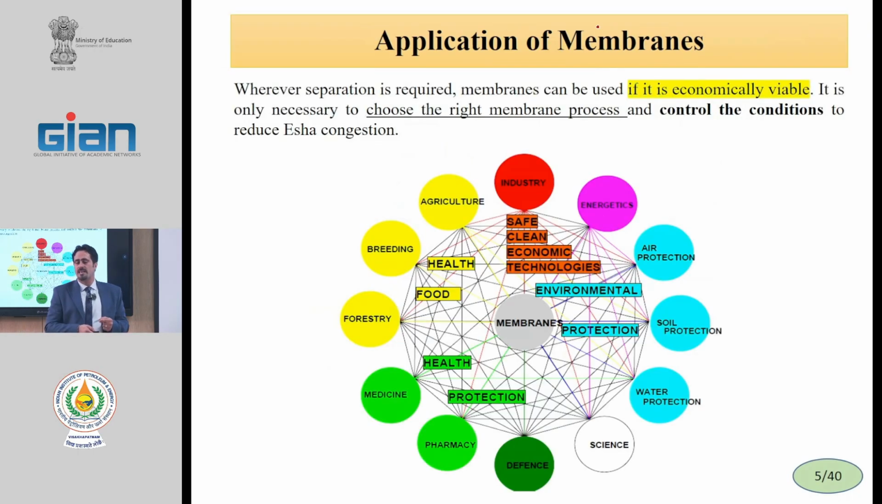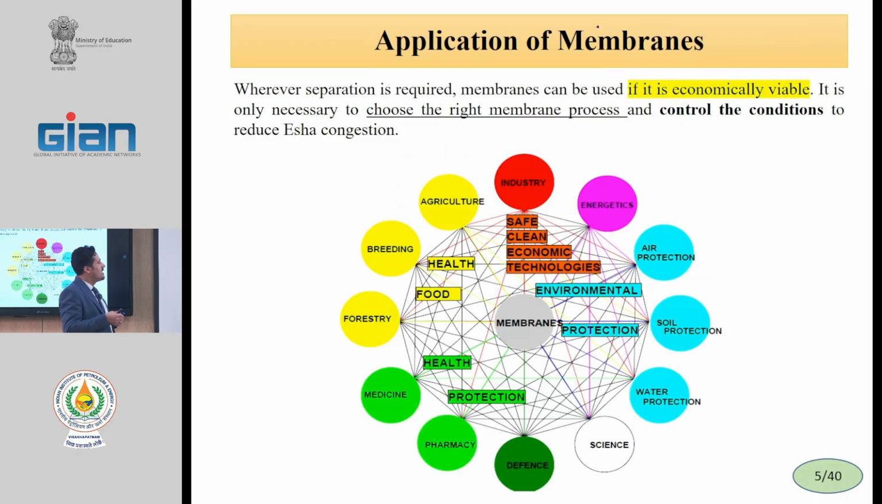Membrane is a separation process. We want to separate two species from together. Therefore, wherever separation is required, membrane can be used, but if it is economically viable. If we see that the membrane is economically viable, we can use the membranes. Almost in all separation processes, we can use the membranes.